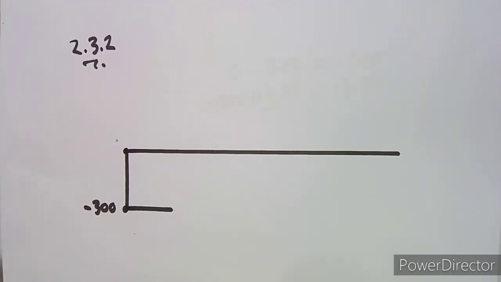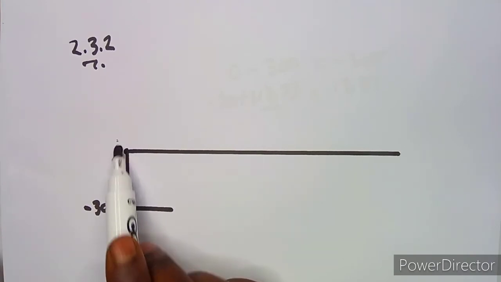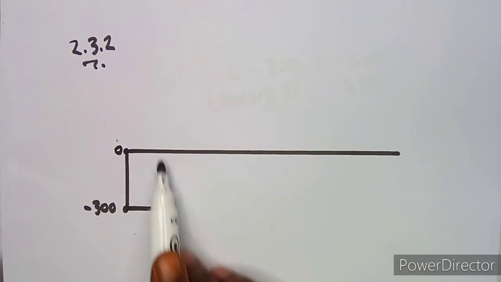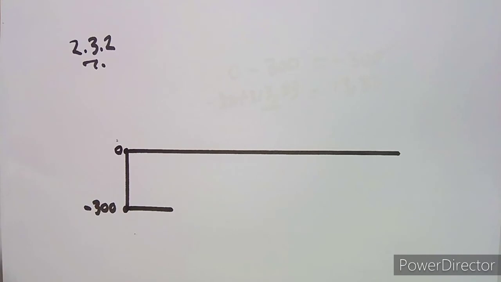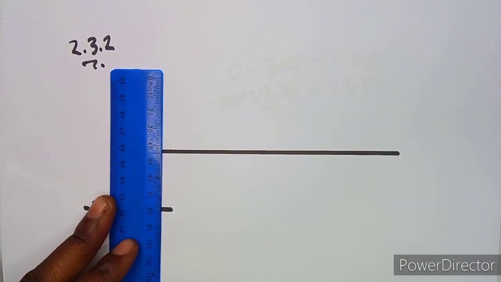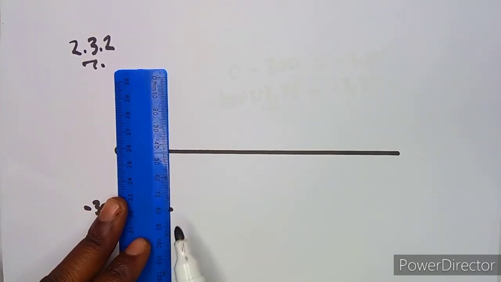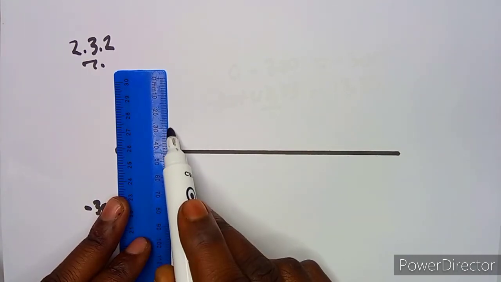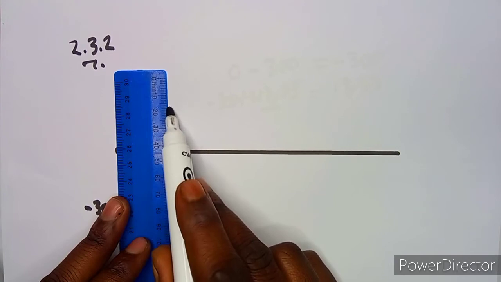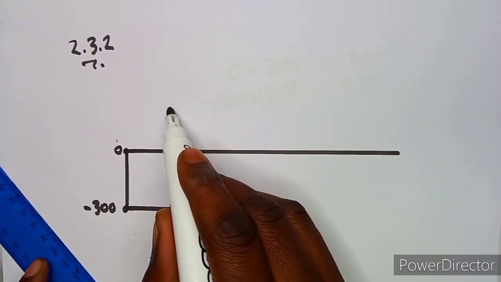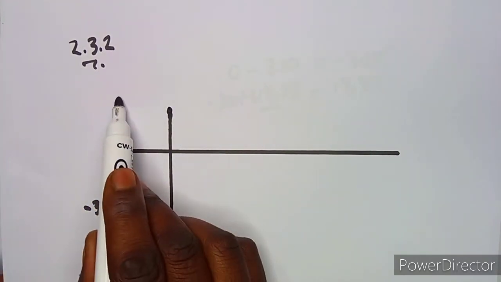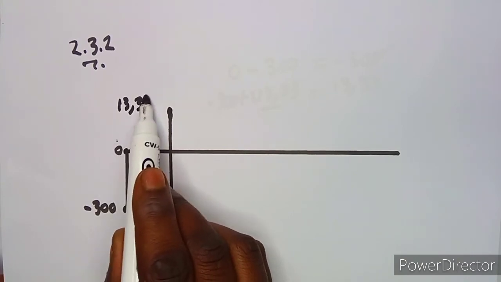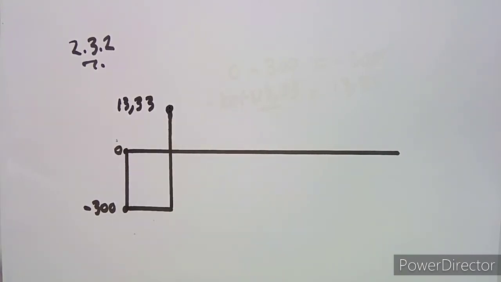So let's move upwards. Remember, this is at 0 here, so upwards means it's going to be above the line. For 13,33, we can just do an assumption. Let's just say this is where we have our 13,33, this point here. Okay, what happened at this point?